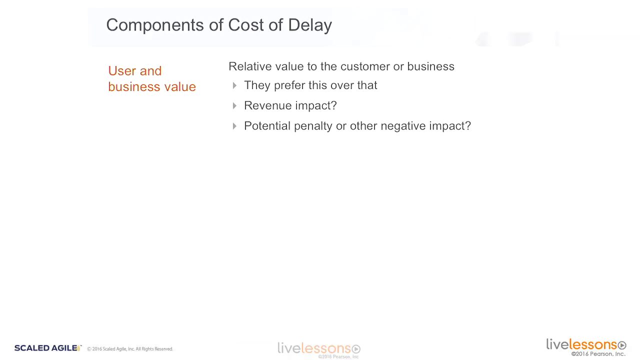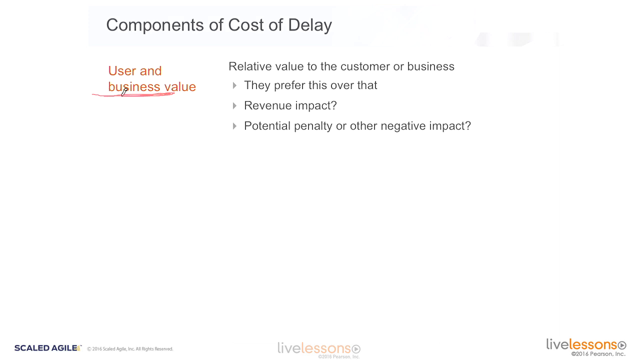Now, what we've done here, I will admit, is somewhat arbitrary. I mean, it's not just pulled at random. It's what we believe are the right parameters to use when you consider the cost of delay. And the first one is, what is the value of this thing, right? The user or business value.